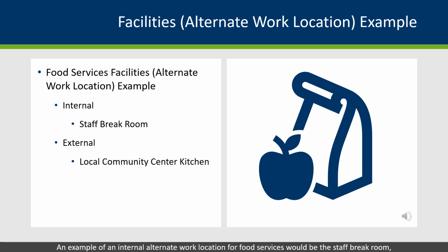An example of an internal alternate work location for food services would be the staff break room, especially if it has a water source, stove or oven, and refrigerator. An example of an external alternate work location for food services would be a local community center kitchen.